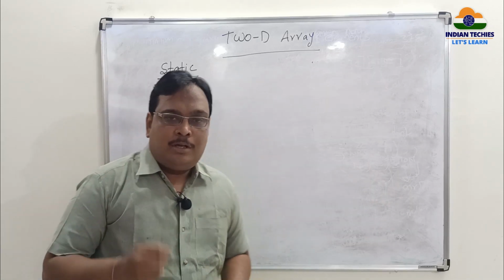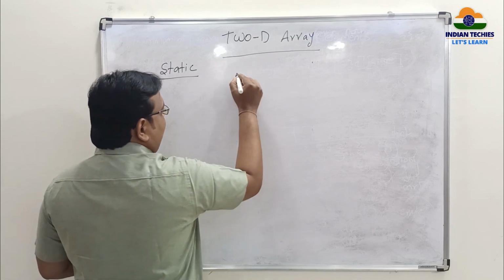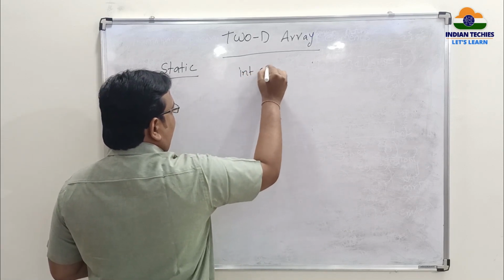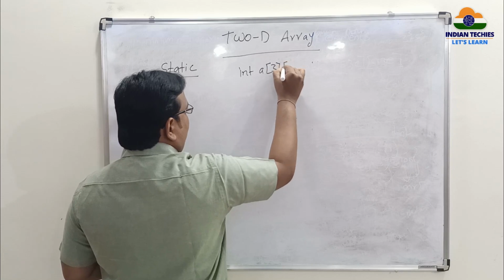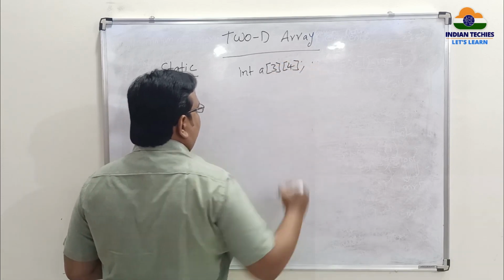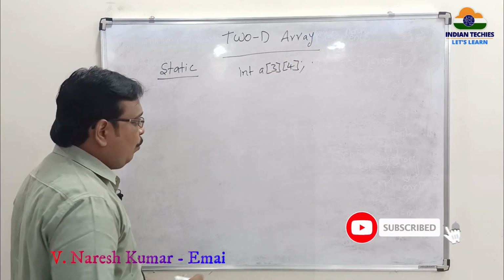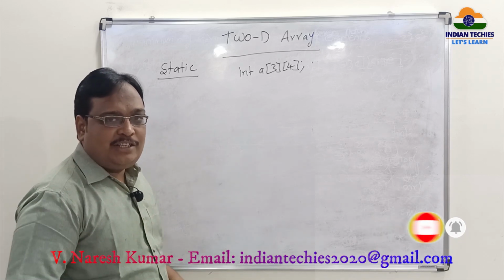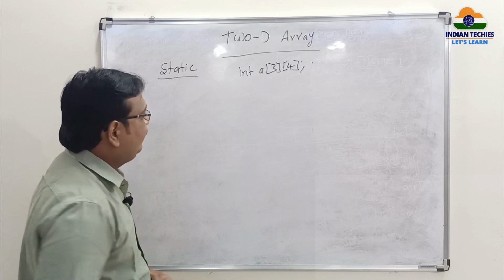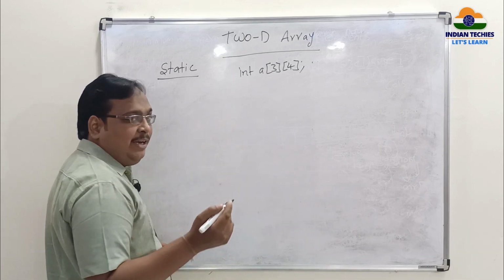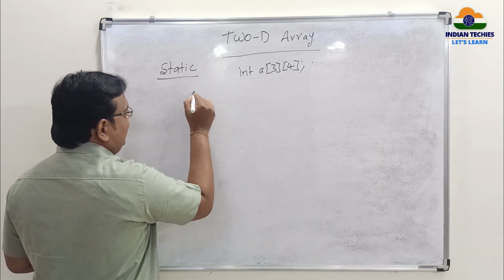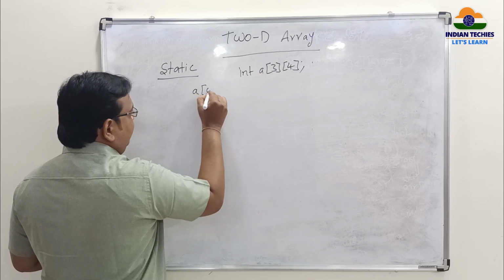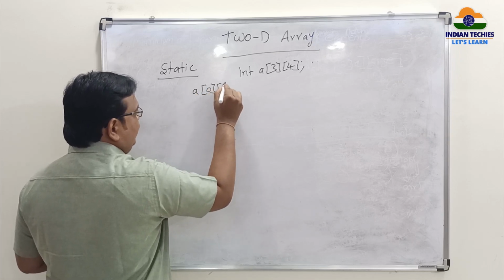Static input. Now, whenever I declare int a[3][4], static input is of two ways. One is giving one by one value. The second one is giving all the values at a time. So, let us see giving one by one value. What is the first variable name? As we said, a[0][0].